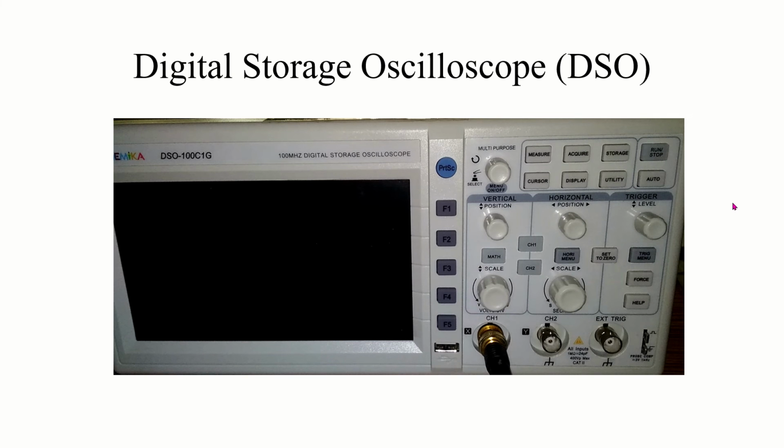This is the digital storage oscilloscope which we will be using in the experiment in order to acquire the data from the simulator. If you look into this oscilloscope, there are basic control knobs and buttons. This particular knob is the volt per division knob, and using it we will be changing the vertical axis, the unit of which is volts, and using the second knob, this one, we will be changing the time.